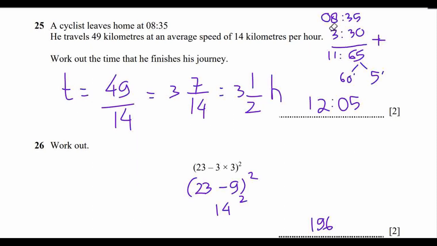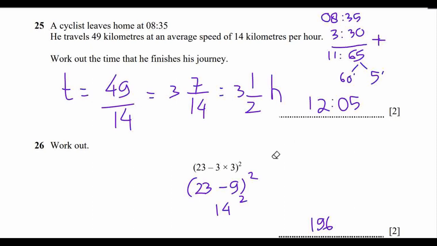Then we add 3 hours 30 minutes to the starting time of 8:35. So 5 plus 0 is 5, 3 plus 3 is 6, 65, 8 plus 3 is 11. Now this is more than 60, so we split the 60: 60 minutes is equal to 1 hour. So we add 1 hour to 11, and 11 plus 1 is 12, and we have 05. That's how we got the answer.